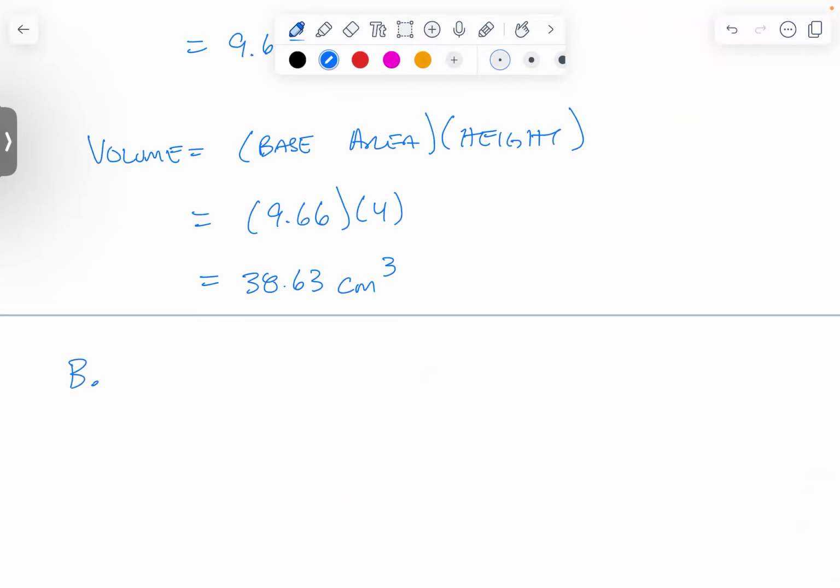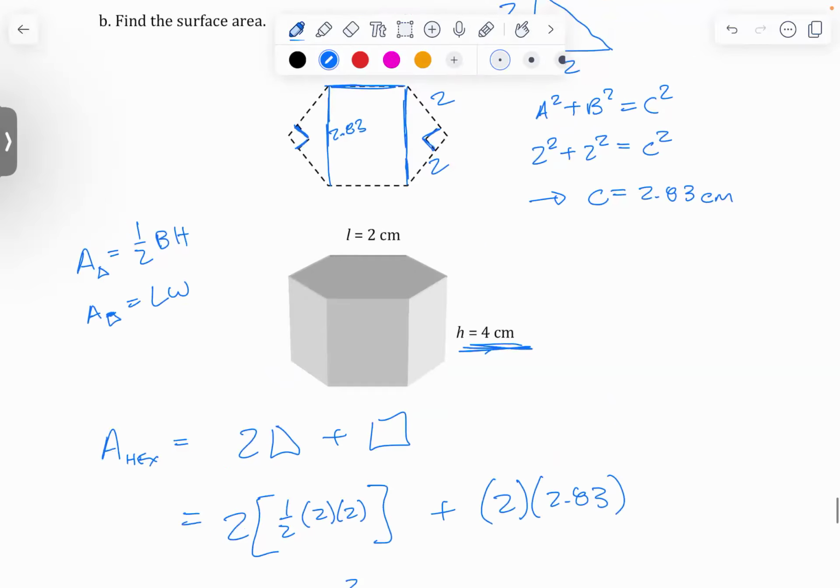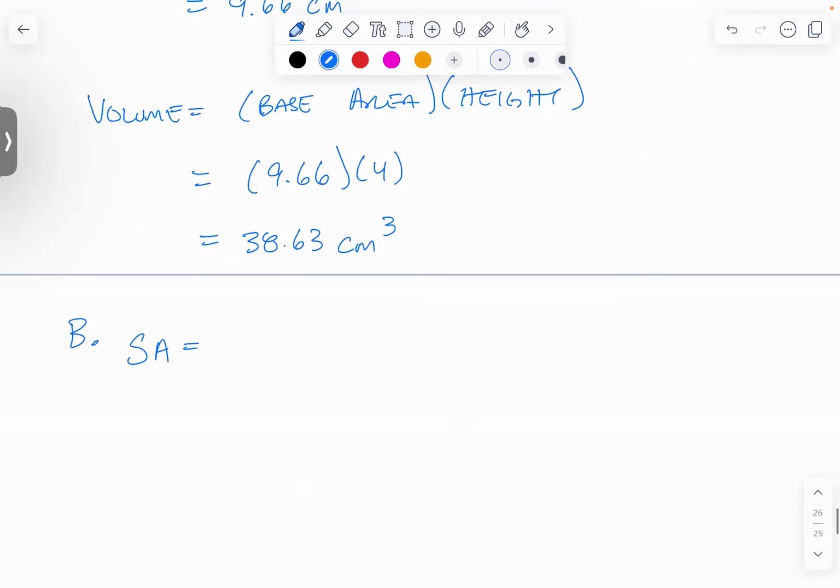Surface area, which we typically represent as SA. Again, it's not one of the formulas we had, it's not one of the shapes that we have the formula for. The basic concept of surface area is count all the sides. So let's start with the top side and the bottom side. Well, that's our hexagons. So the top side, I have two hexagons, both with areas of 9.66.